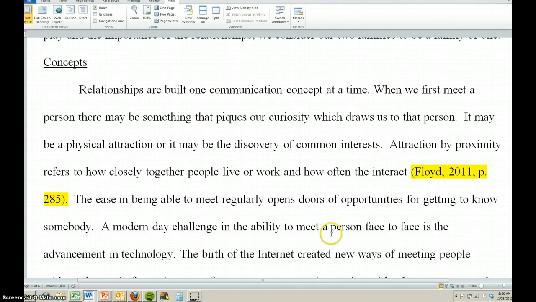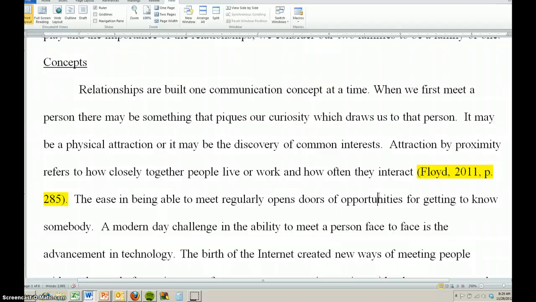So this first one here is obviously cited from Corey Floyd's book on page 285. And it says, "attraction by proximity refers to how closely together people live or work and how often they interact." I think that should be "they." I'm going to put a Y there. Now, if you have your book with you, I want you to pause the video right now and go look up page 285 and check this citation to see if this is cited properly or not. So go ahead and I'll pause the video for a moment so you can go do that.